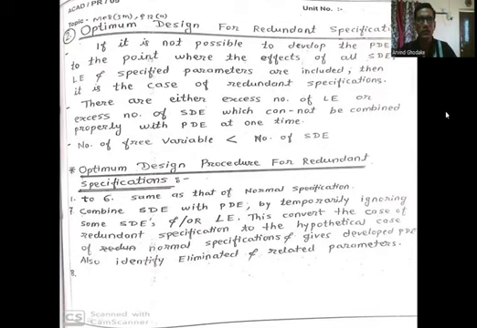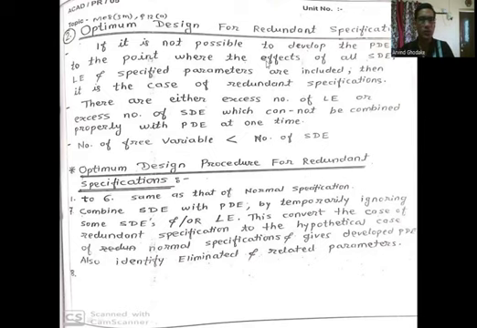So today we will see the topic of our unit number 6, that is optimum design. In that, we will see optimum design for redundant specification. So what is the need of optimum design for redundant specification, that we will discuss here first.